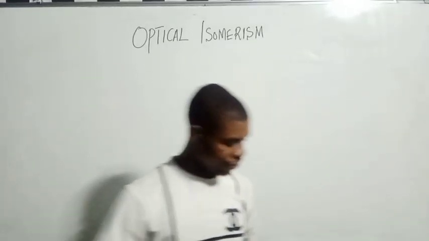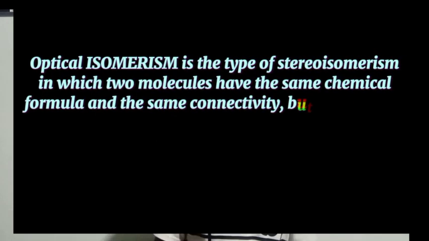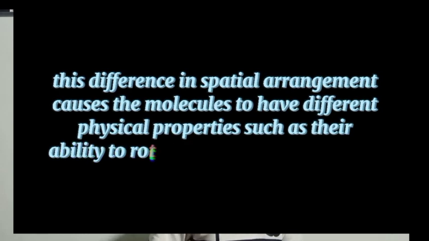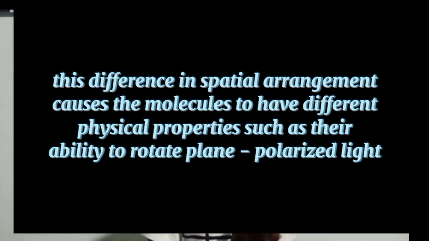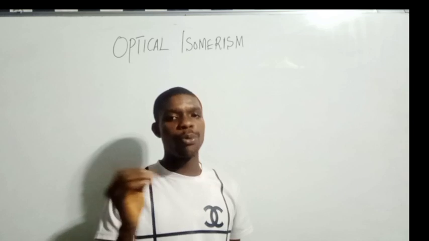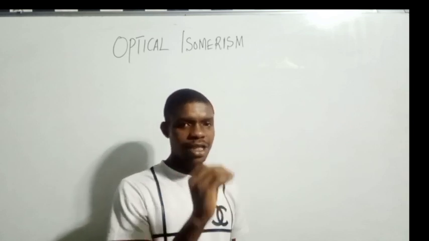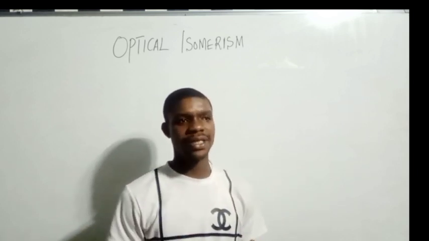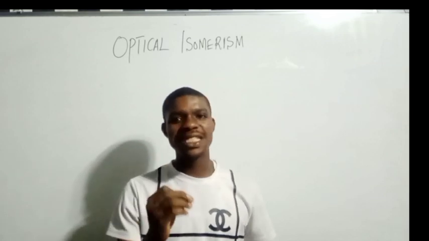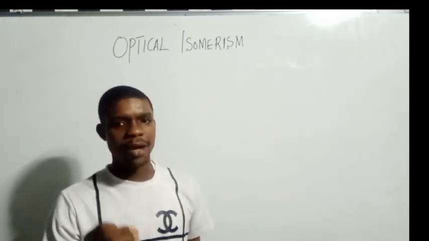What is optical isomerism? You want to ask. Take that. Optical isomerism is a type of stereoisomerism in which two molecules have the same chemical formula and the same connectivity, but differ in the arrangement of the atoms in space. This difference in spatial arrangement causes the molecules to have different physical properties, such as their ability to rotate plane polarized light. So optical isomerism is the type of isomerism whereby two or more molecules have the same molecular formula and the same connectivity, but differ in the arrangement of atoms in space, and this causes them to have different physical properties, which in optical isomerism is the rotation of plane polarized light. Do you get that?